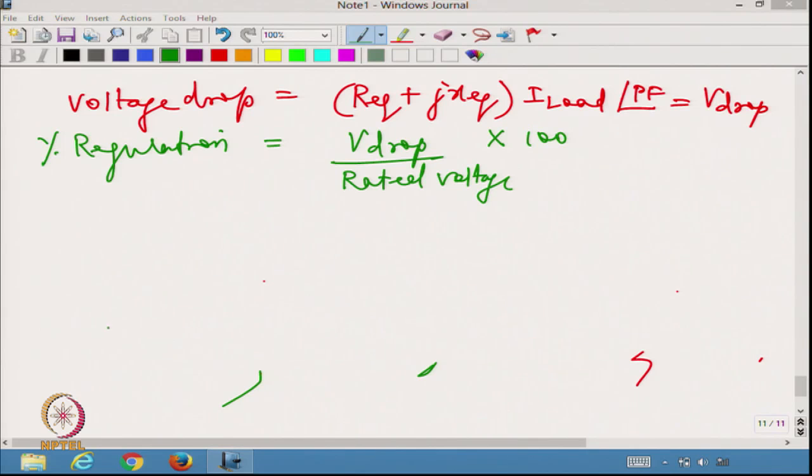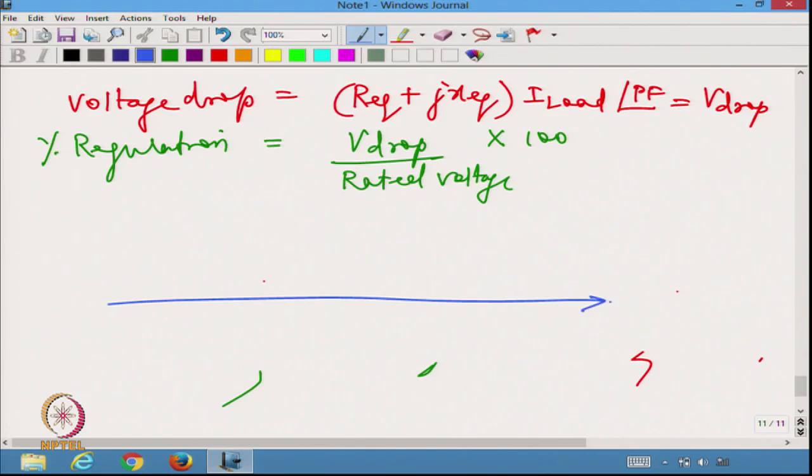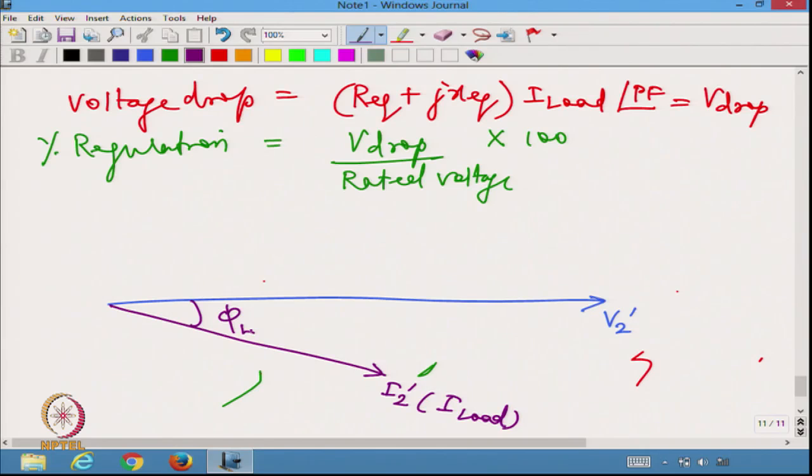So, if I draw the phasor diagram, this is my voltage, which is V2 dash or load voltage. Now, my current is lagging behind by some angle. Let me call this I2 dash or I load, at an angle of phi L, the load power factor angle. Now, I2 dash multiplied by R equivalent will be in parallel with this. Perpendicular to that will be I2 dash multiplied by X equivalent, and the summation of these two will be I2 dash Z equivalent.